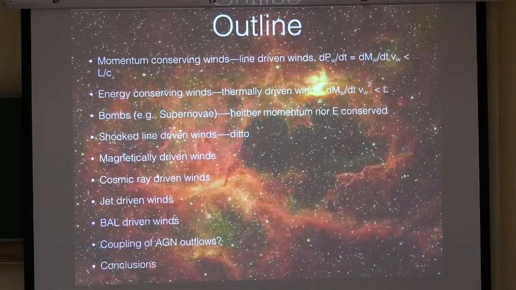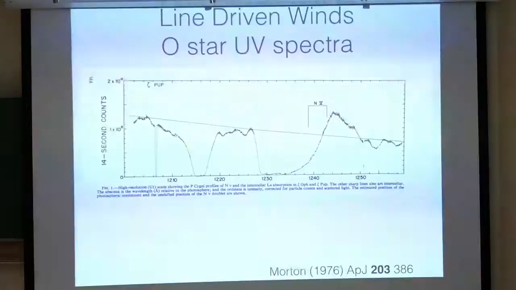I'll just briefly mention magnetically driven winds, because I don't think they're relevant for most galactic outflows, except in the sense that jets are quite likely magnetically driven. I'll also mention a bit about cosmic ray driven winds. And I'll bring up the point that was discussed at the end of the last talk: how well do the outflows or winds couple to the galaxy, to have galaxy-wide outflows? Feel free to stop me at any time to discuss this.